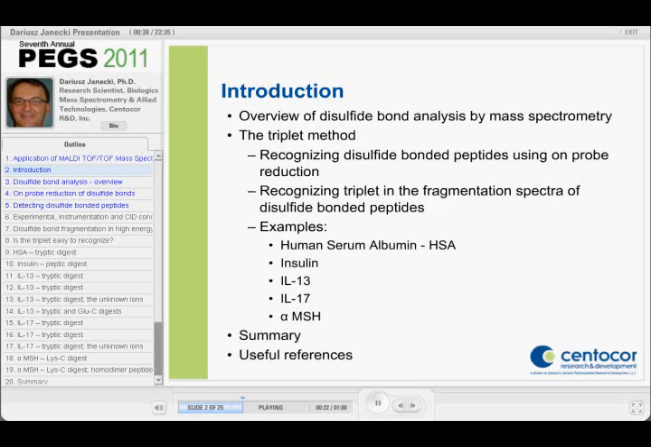And I'll show you a little bit how to recognize the disulfide bonded peptides on the MALDI probe with the reduction on the probe, very quick, and then recognizing the triplet in the fragmentation spectra of the disulfide bonded peptide. And I'll show you a number of examples with those triplets.